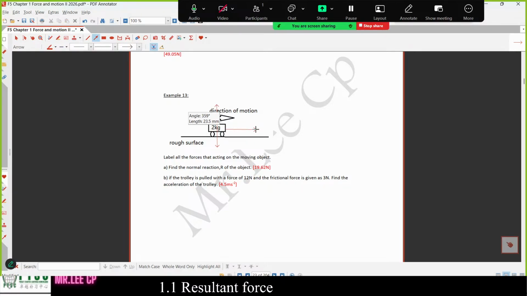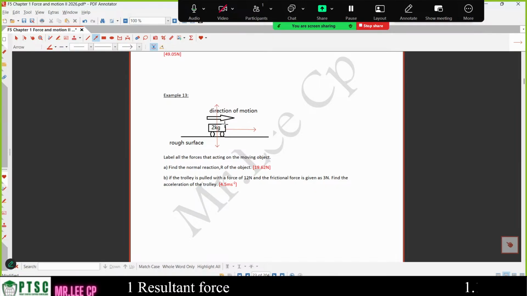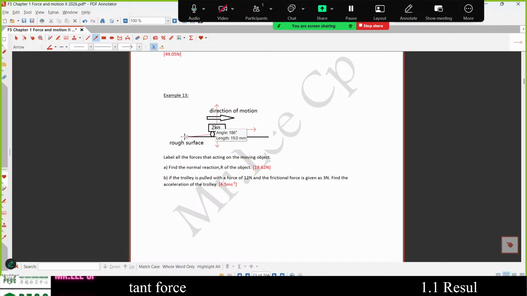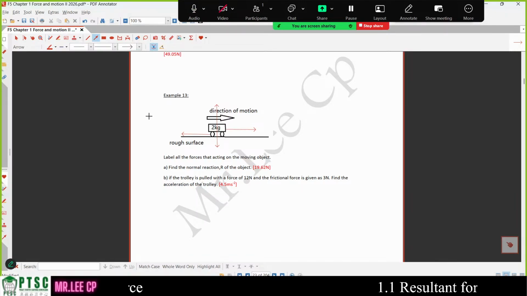Teacher, how do you know it is forward thrust? Because you move forward. If you don't move forward, how do you have thrust? If you don't have thrust, how do you move forward? So this is the rough surface, meaning you got the friction, right?